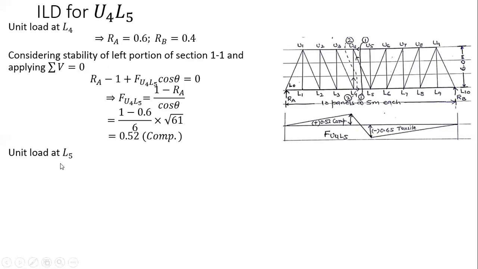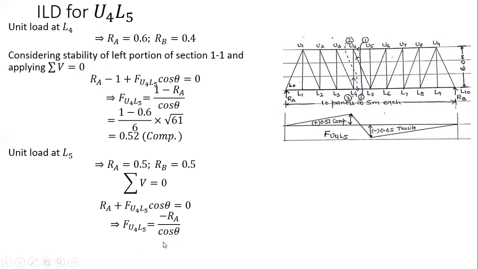Next, consider the load at L5. So again, RA, RB is this one. Okay, sigma V is equal to 0. Again, see here, this is my RA in this direction. Now the unit load is here to the right of this section, I will not consider the unit load. Only this F_U4L5 times cos of theta is equal to 0. So this comes out to be this much. Okay, and finally this comes out to be 0.65.